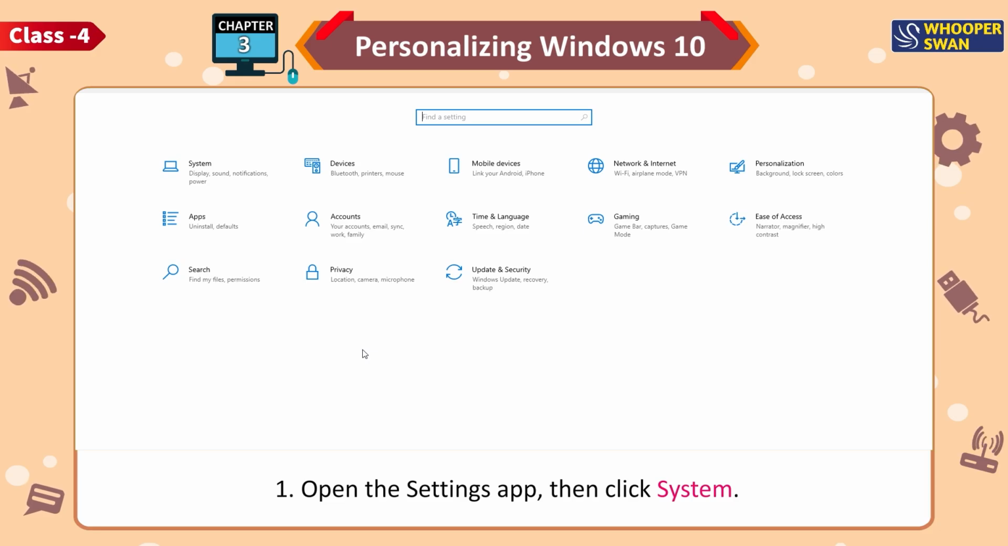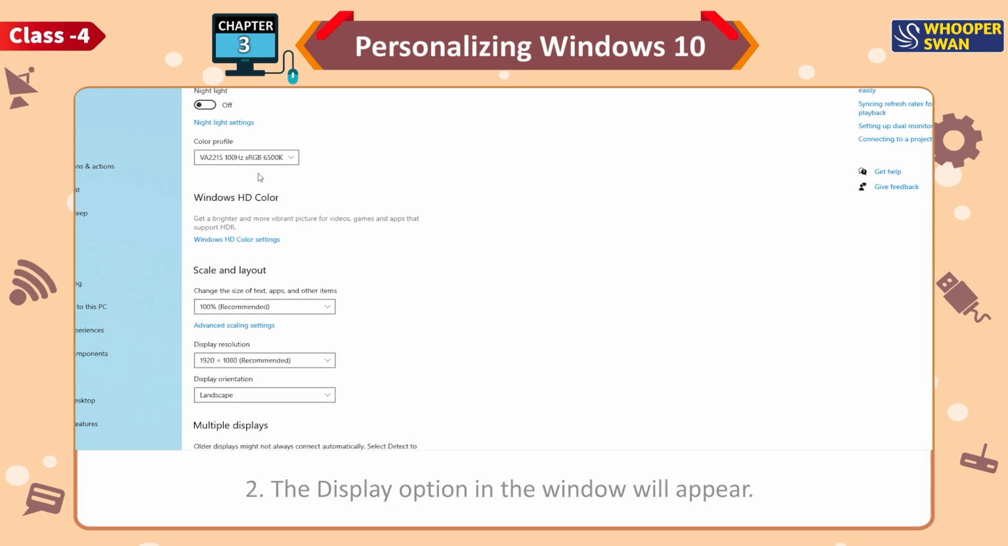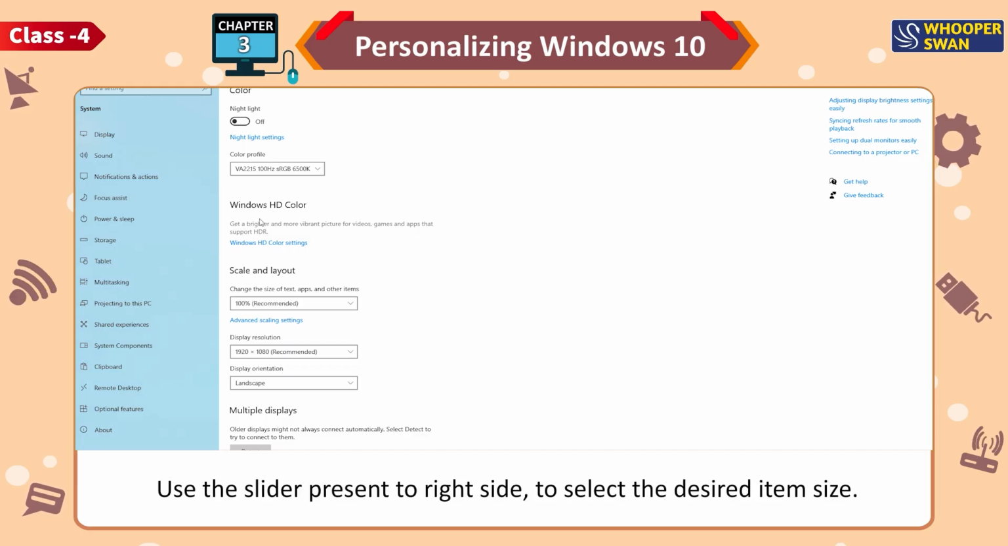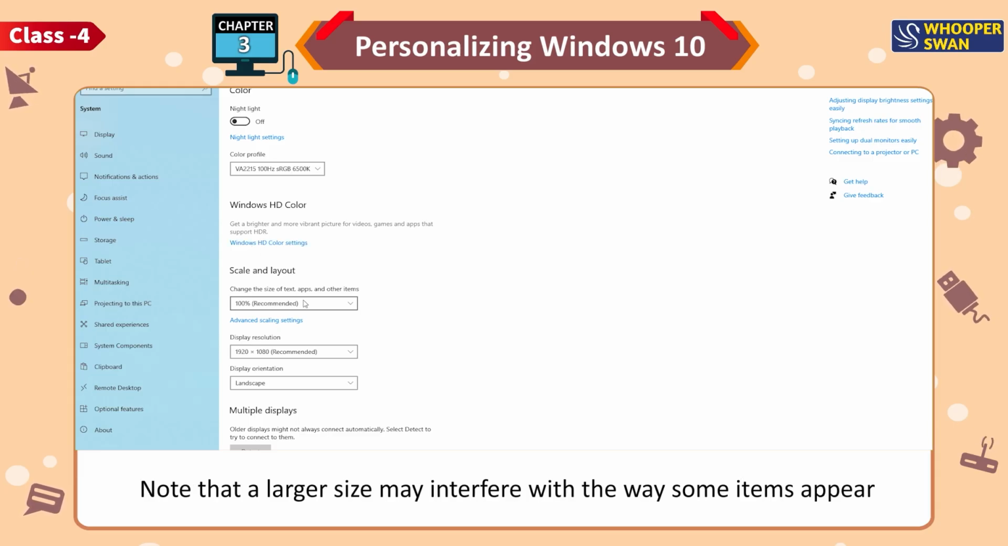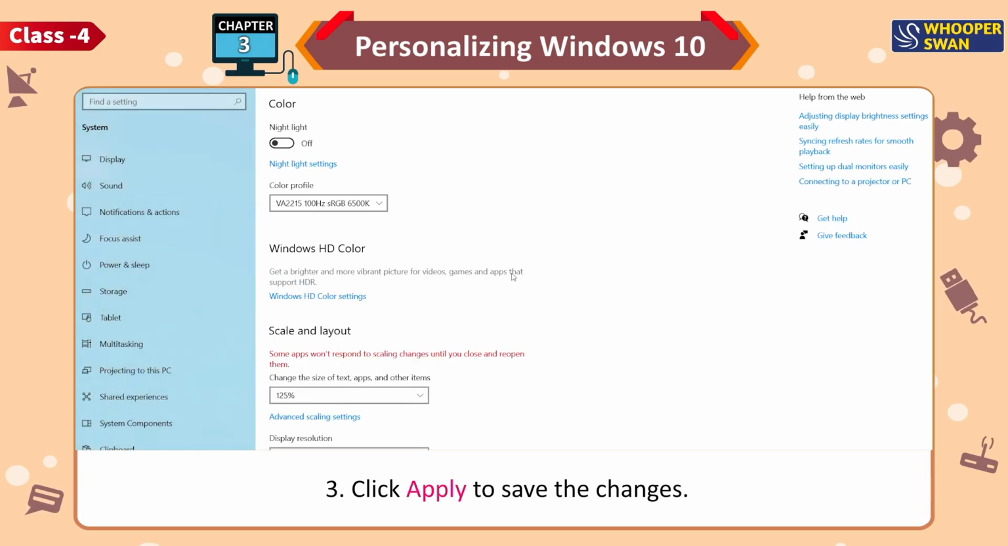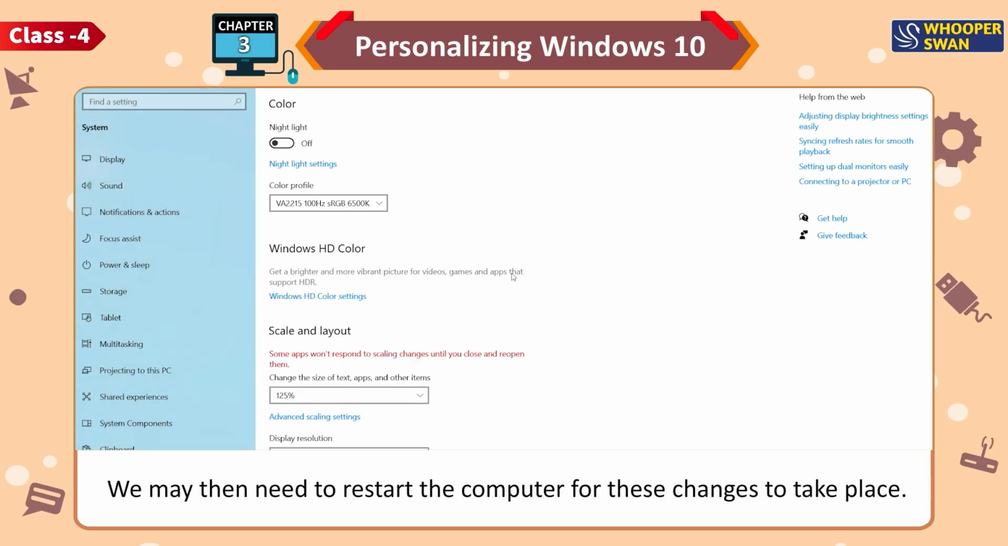Step 1. Open the Settings app, then click System. Step 2. The display option in the window will appear. Use the slider present to the right side to select the desired item size. Note that a larger size may interfere with the way some items appear on the screen. Step 3. Click Apply to save the changes. We may then need to restart the computer for these changes to take place.